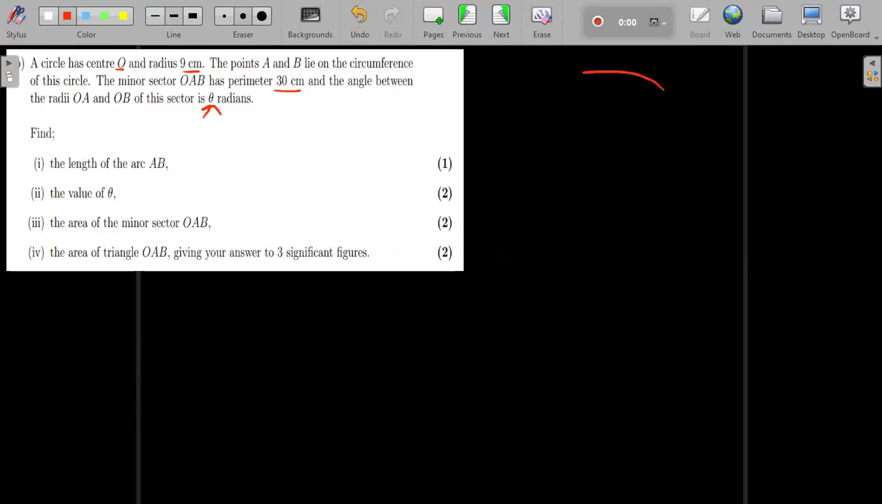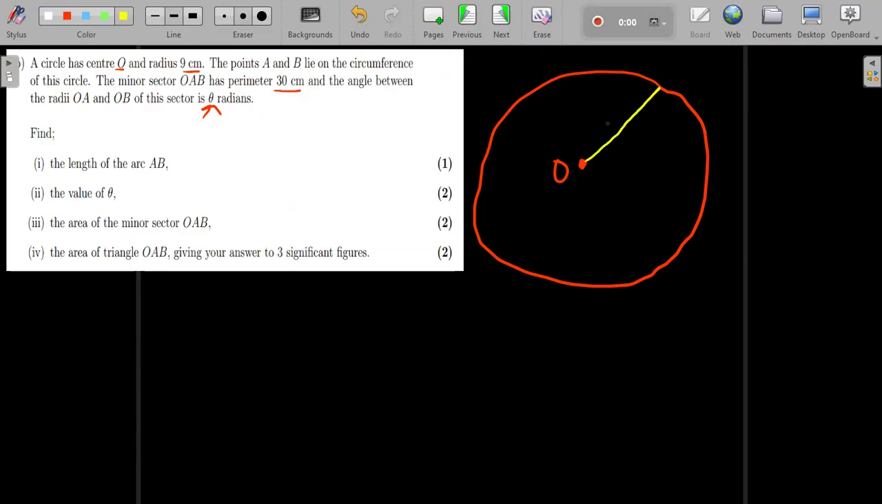So let's picture what we have. We have this circle here, which has a center O. From this center O, we have a radius of 9 centimeters going to the edge of the circle like that. We also have another radius going to the edge, which will still be 9 centimeters. The points where these radii touch the circumference of the circle are A and B, so these are the points that lie on the circumference of the circle.